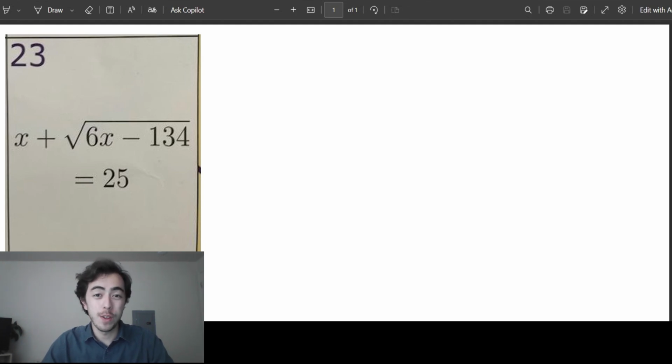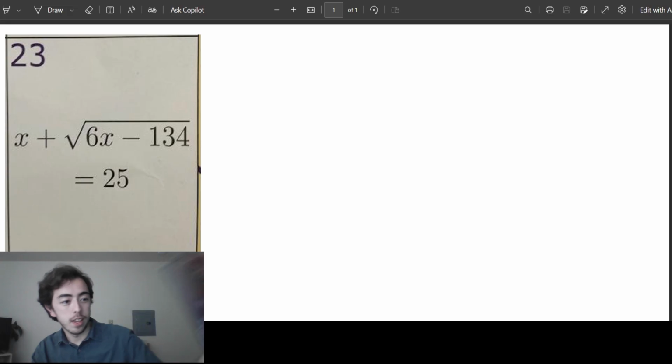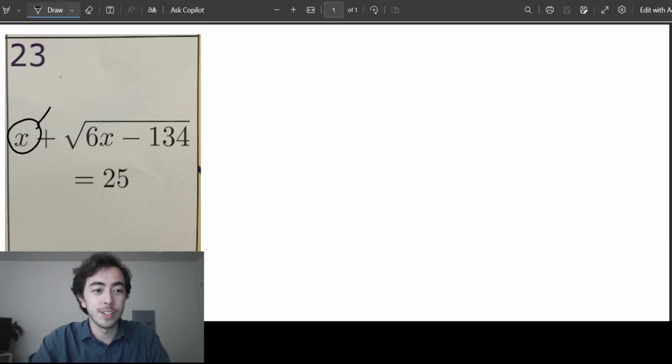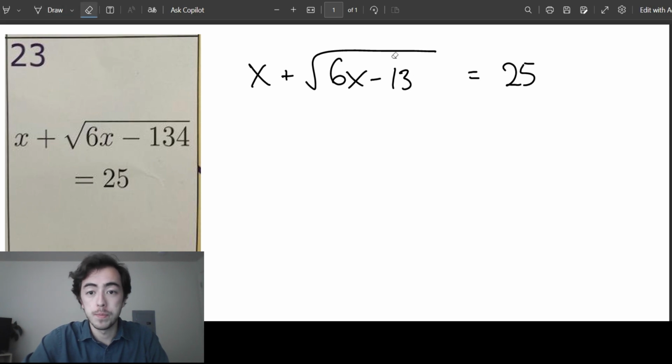Today is August 23rd, and we're solving problem number 235 from the Daily Epsilon calendar. We should show why the answer should be 23 today, because we're solving for x, and this x should match today's date. So I see a somewhat standard, just one variable equation. We have x plus the square root of 6 times x minus 134. And this is supposed to be equal to 25 for today.